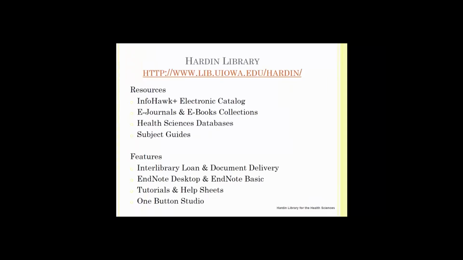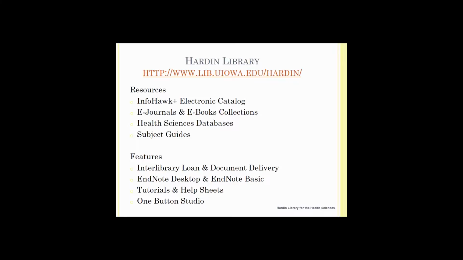And the first resource we have is the InfoHawk Plus electronic catalog system. The InfoHawk Plus electronic catalog system allows you to search for any type of material, whether it's in print or electronic format, that we have in any of the libraries on campus. So you're not just searching for resources at the Hardin Library, you're also searching for resources in the other libraries on campus as well.